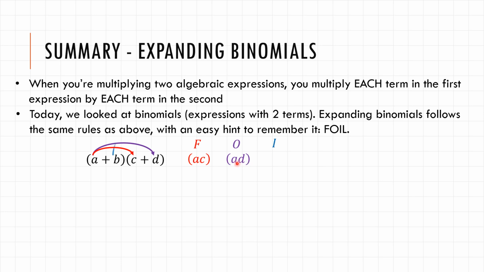Then you'll do the outer two terms, which are a times d, which is ad. Then you'll do the inner two terms, which is b times c, or bc. And finally, you'll do the last two terms. This is the last one. This is the last one. B times d is bd. And then you'll just add them all up together. And whatever you end up with once you've simplified that expression, that will be your answer. You have successfully turned the product of two binomials into a simplified standard form.